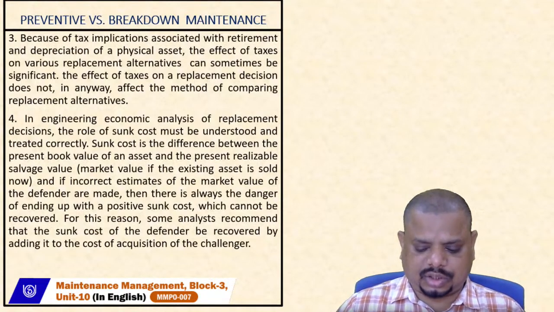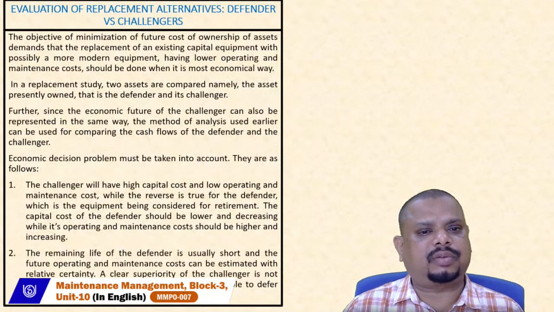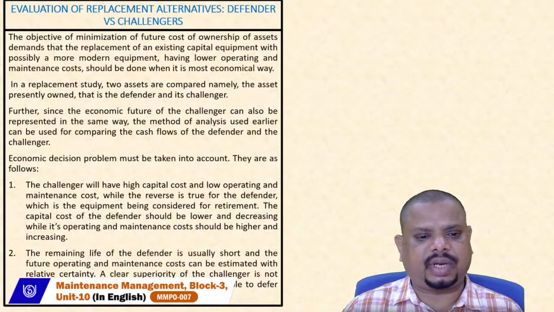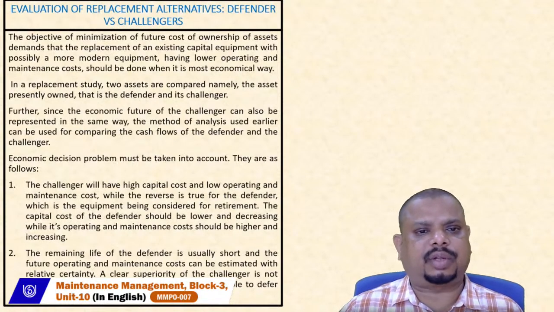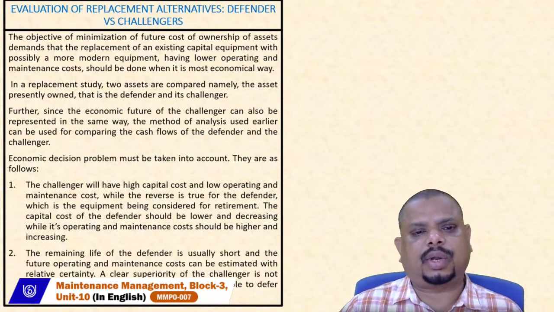So if you go to these two factors, especially with reference to evaluation of replacement alternatives, that means we have two assets. One asset is known as the challenger, another asset is the defender. So let's understand the fundamentals of this evaluation of replacement with the help of these two assets. The first asset is known as the challenger.